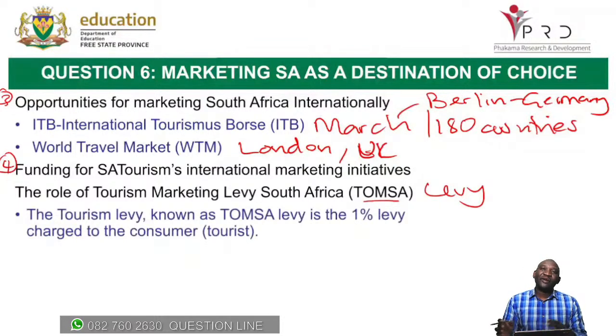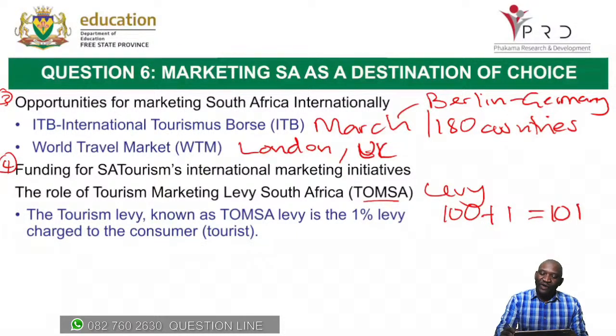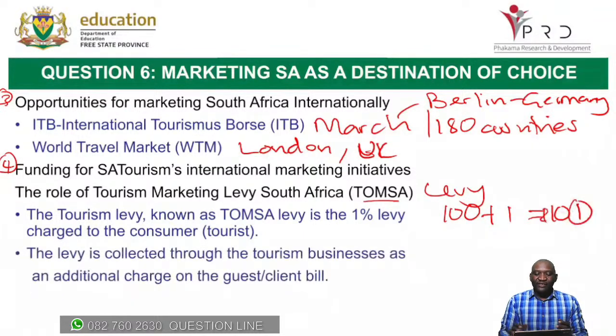So which means that there are participating service providers: car hire companies, resorts, hotels, tour operators. So let's say that a tourist spends 100 rand, they charge that person a 1% levy. And 1% of 100 rand is 1 rand. So which means that the bill for that person will be 101 rand. So what happens to this 1 rand that they have collected? This 1 rand is collected by the business, and it is actually kept by the business.